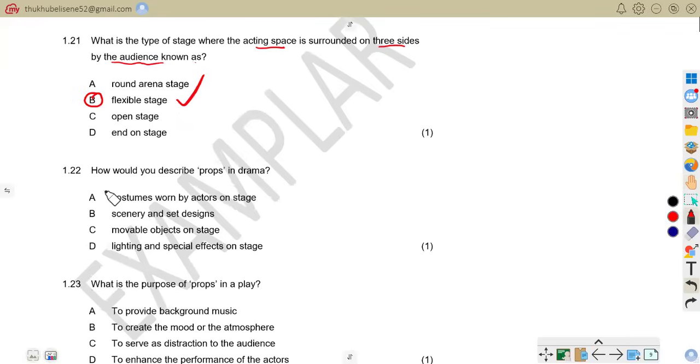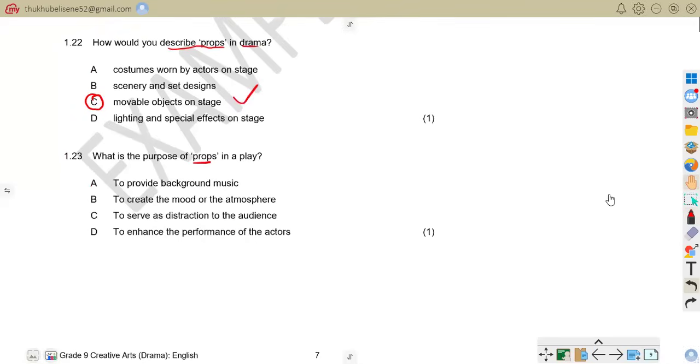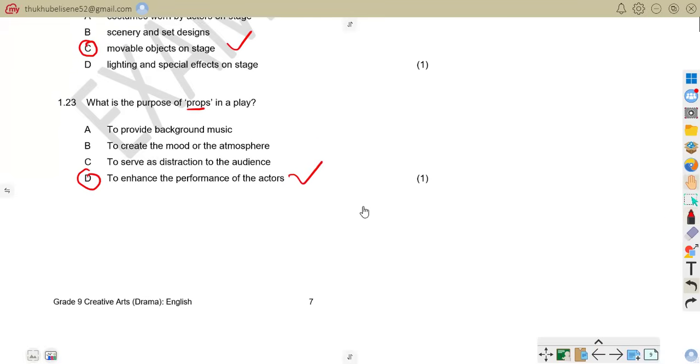Coming to 1.22, how would you describe props in drama? So the correct answer for the given options is C. Movable objects on a stage, that is props in drama. What is the purpose of props in a play? So the purpose of props in a play, 1.23, is to enhance the performance of the actors. So the correct answer is D.